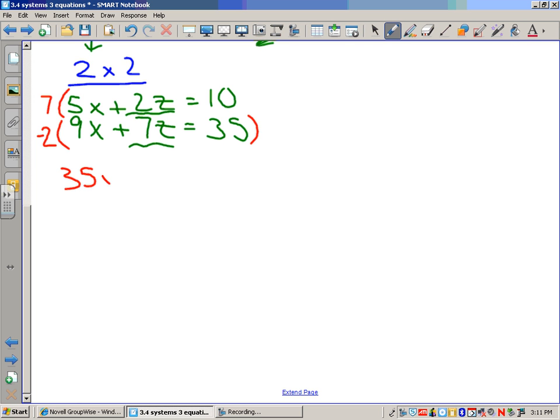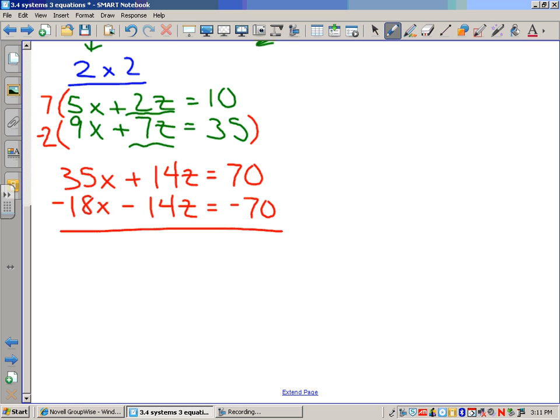So 35x plus 14z equals 70. -18x minus 14z equals -70. I add 35 plus -18 is 17. Those go away. That's 0. My variables did not go away. It's just 70 and -70 is 0. Divide by 17. X is 0.